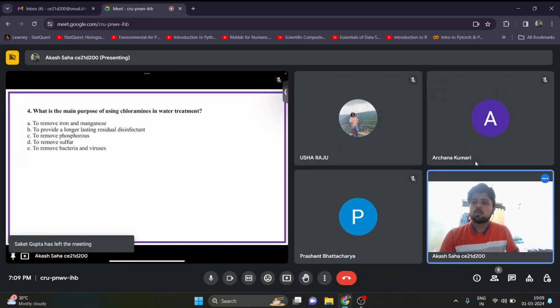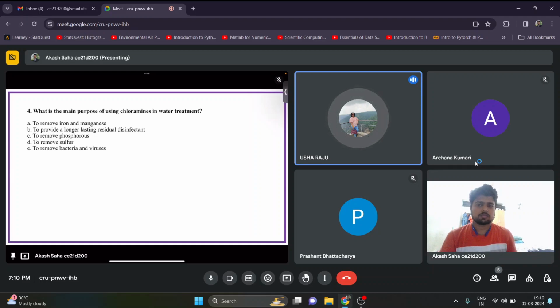It says, what is the main purpose of using chloramines in water treatment? Is it to remove iron and manganese? Is it to provide a longer lasting residual disinfectant? To remove phosphorus? To remove sulfur? Or to remove bacteria and viruses? So what is the main purpose? To provide a longer lasting residual disinfectant.